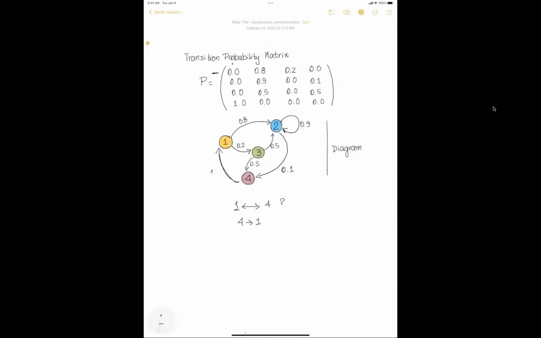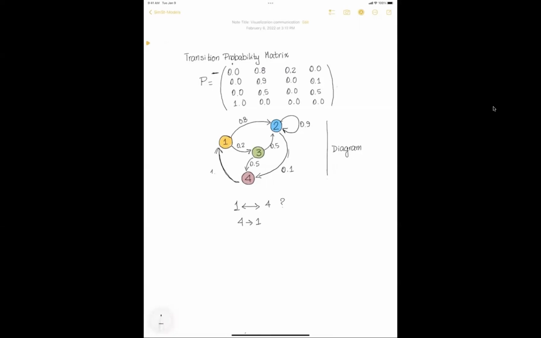Evidently, we do know that 1 is accessible from 4, which we can read directly from this arrow. We can go to state 1 in one step, but can we go from 1 to 4 with a positive probability? The trick of using the Chapman-Kolmogorov equations is that we realize that the probability of going from state 1 to state 2 and then to 4 is the multiplication of these probabilities. With probability 0.8, we go to 2. And then further with probability 0.1, we reach 4. That's a positive probability.